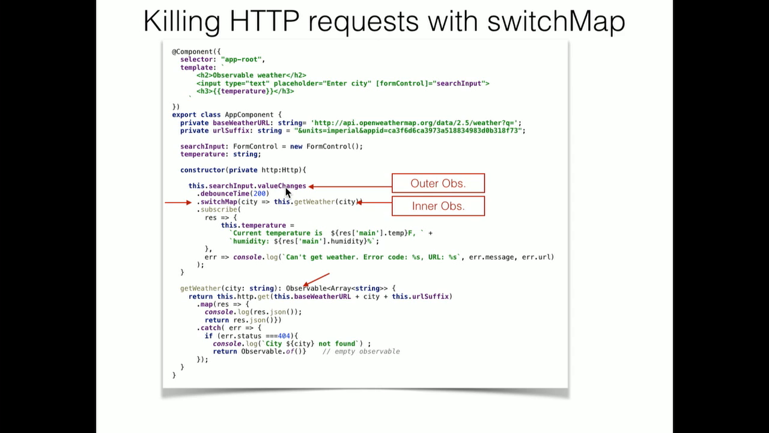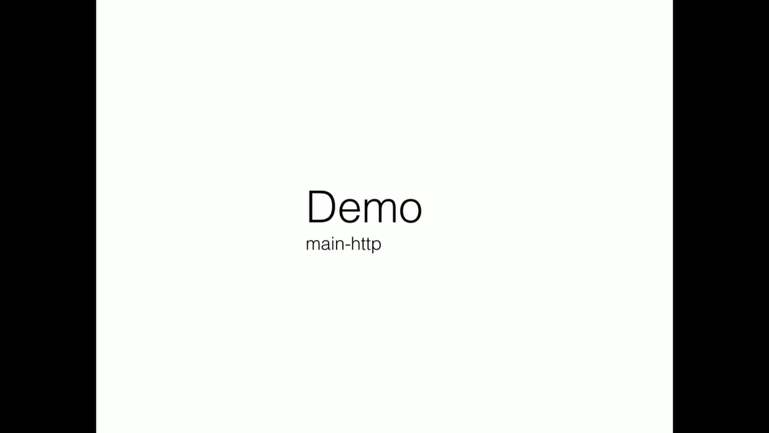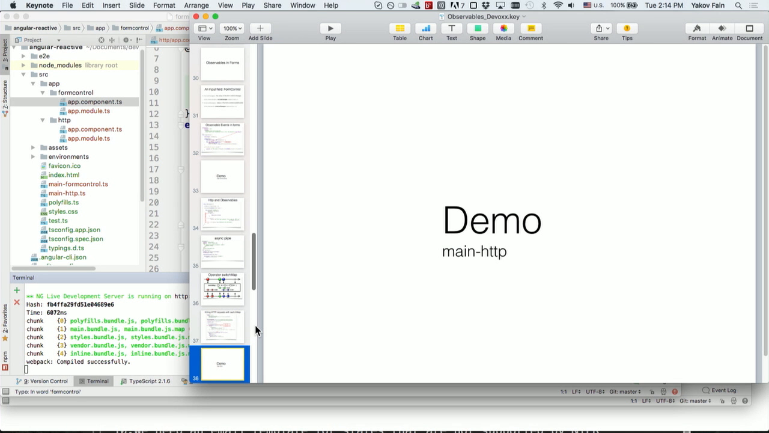So what do I say here? Get the data from the UI, pass it over to the getWeather inner observable, and then subscribe. But what happens is, if the connection is slow, and switchMap started getWeather but it didn't return anything back yet, and the user keeps typing, the previous request will be killed. I'll show it to you in action.